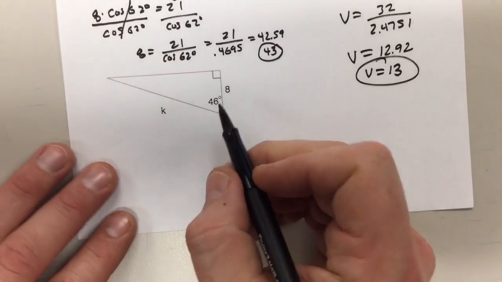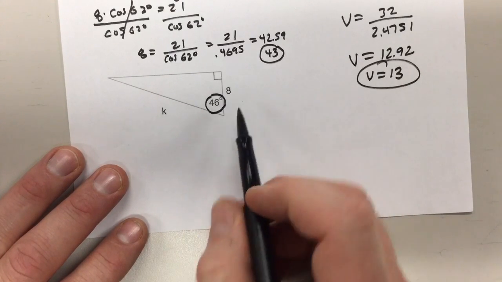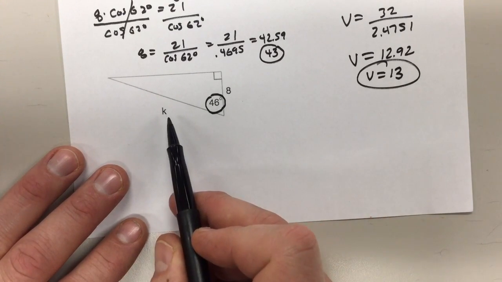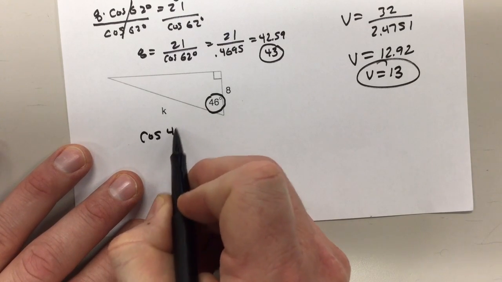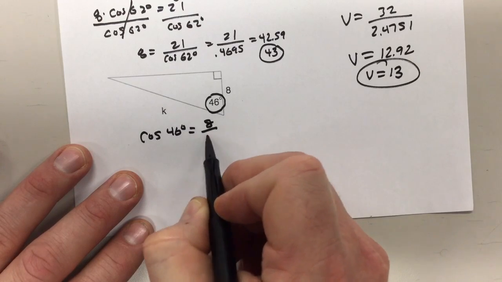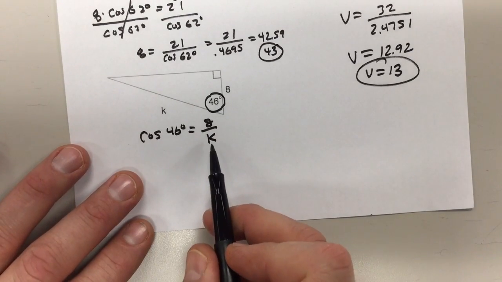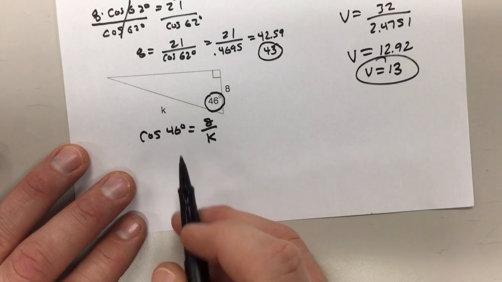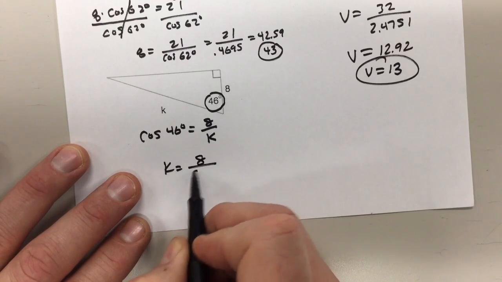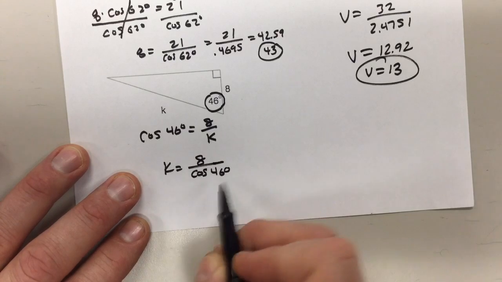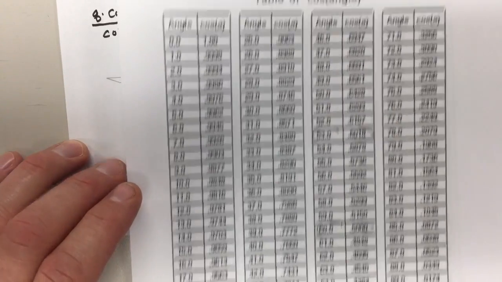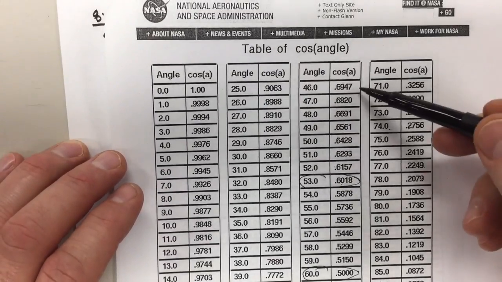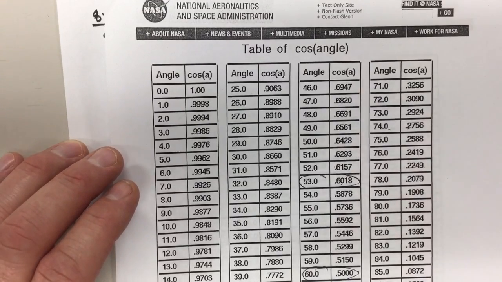Let's try the last example. I have angle 46 degrees. This is the adjacent side. That's the hypotenuse. Adjacent and hypotenuse suggests cosine. So I have cosine 46 equals adjacent over hypotenuse. Again, my unknown is in the denominator, so I'm just going to trade these two. And then, of course, I'm going to look up cosine of 46 on my cosine sheet. 46 at the top of the third column, 0.6947.